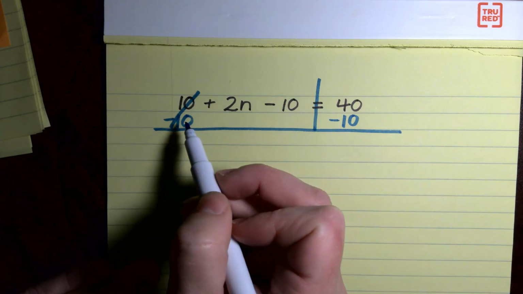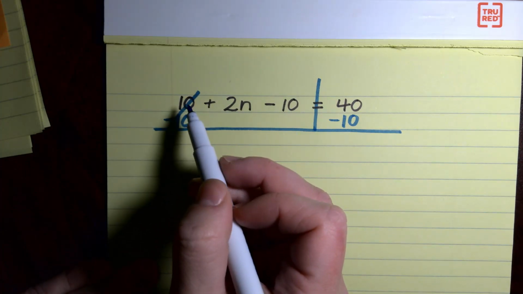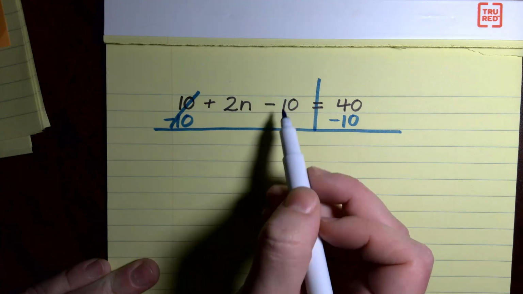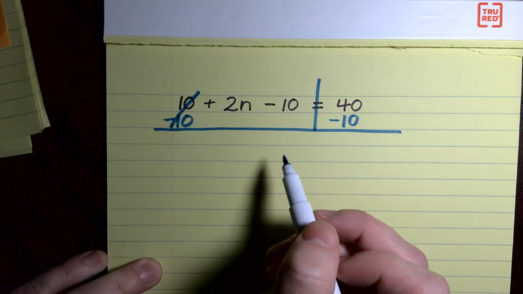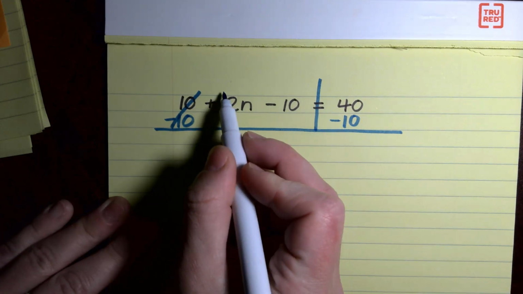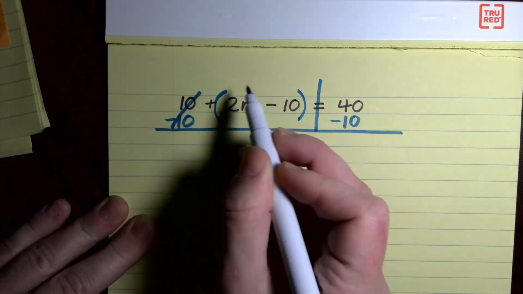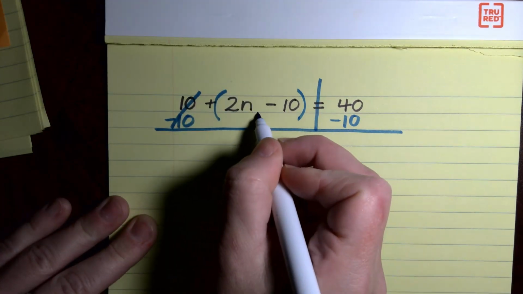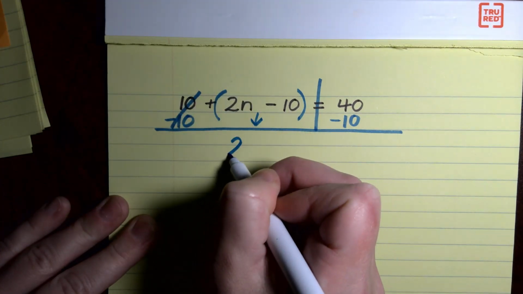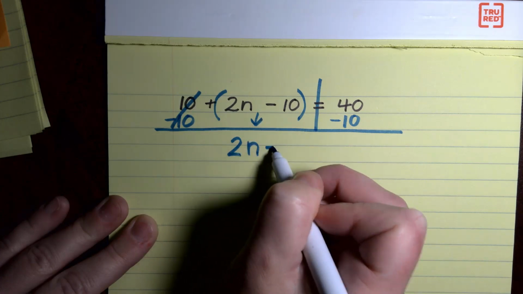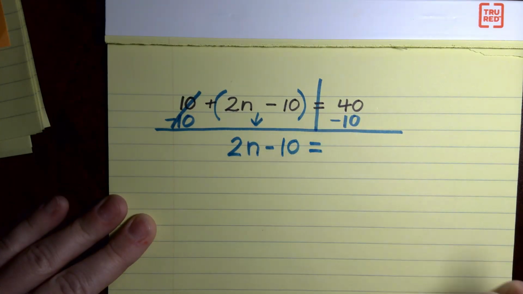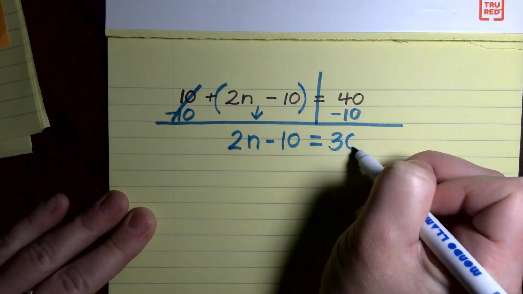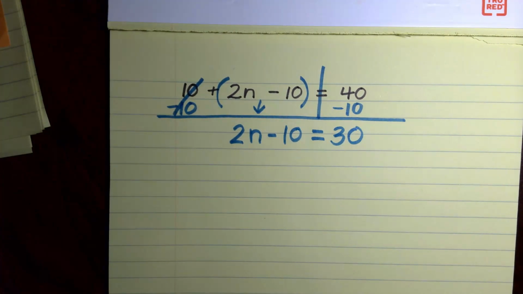Because we're going to be subtracting 10 to get rid of this one, but we're also going to be adding 10 to get rid of this one. It doesn't matter what order we do it in, as long as we do them both. Okay. All right, so we'll go from here. I've got this left on this side of my equal sign, so I'm going to bring it down. And I've got 2 times n minus 10 equals 40 minus 10 is 30. Now I have a whole new equation.